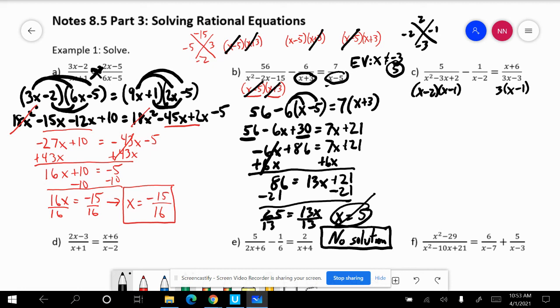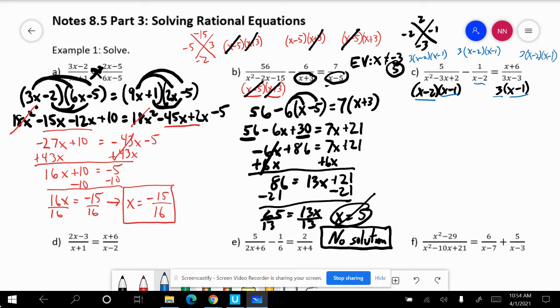Now, our common denominator is going to be a little bit more difficult because we have an x minus 2, we have an x minus 1, we also have a 3 there. So we have a 3, x minus 2, x minus 1. We have a 3, x minus 2 and x minus 1. And we have a 3, x minus 2 and x minus 1.